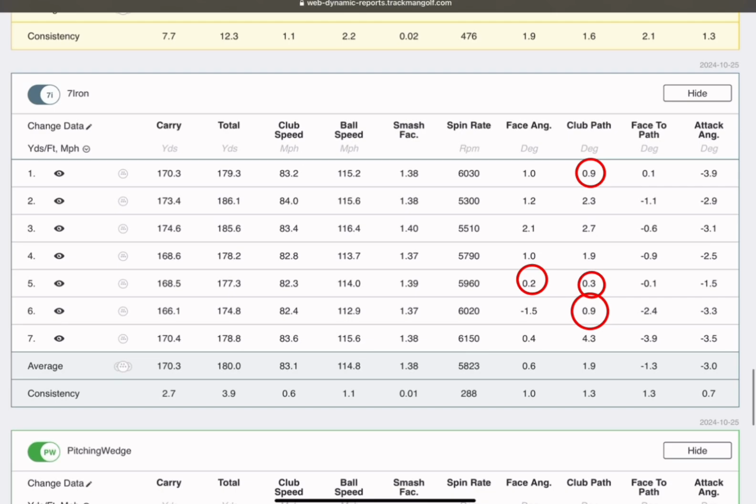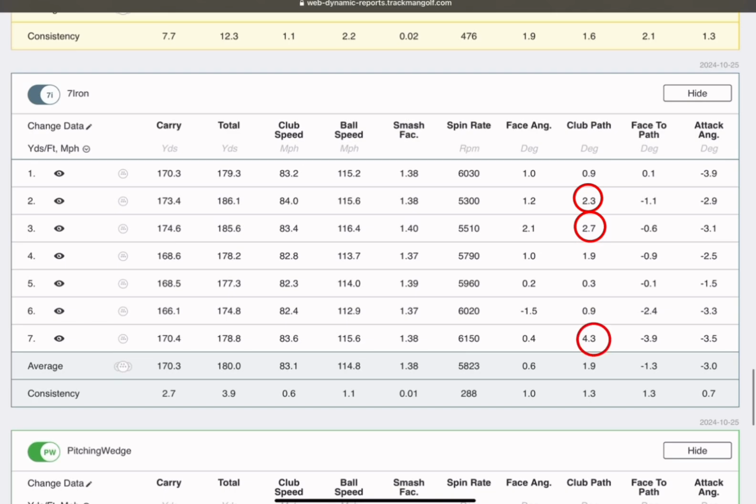This one here is basically going to be a dead straight shot. And the reason for that is the face and the path are really matched up. So again, if we want to hit fades, or if anything, we want to make sure that our bad is sort of an overfade, then we want to be seeing more severe path numbers. We need them to be more like these, 2.3, 2.7, even a 4.3.